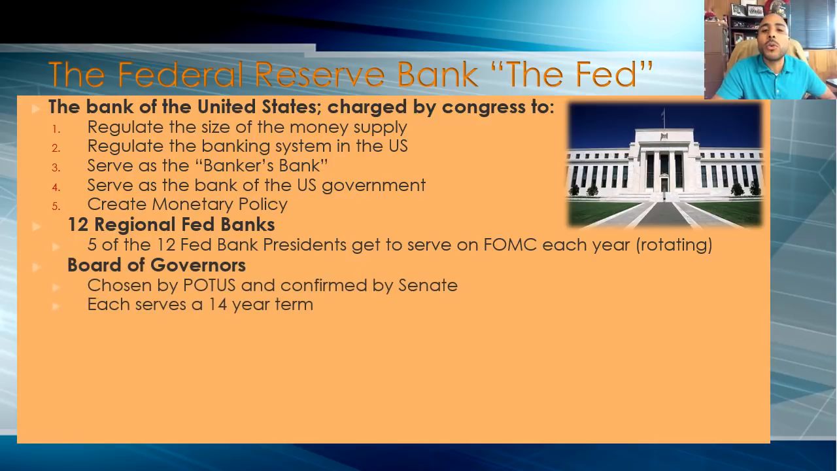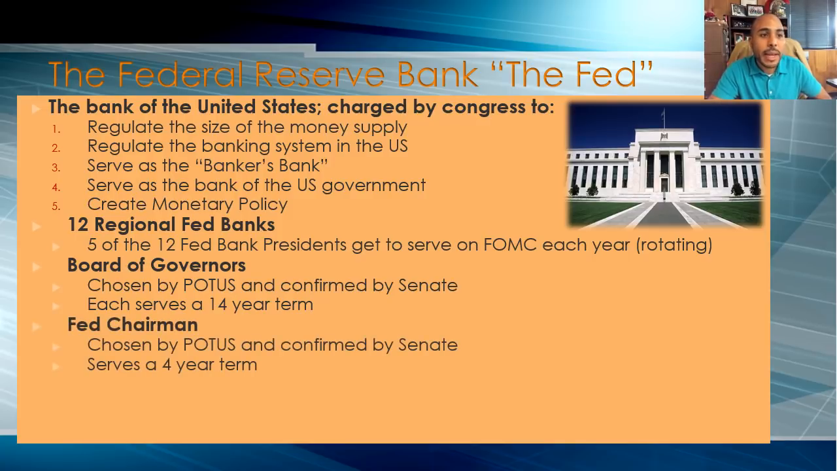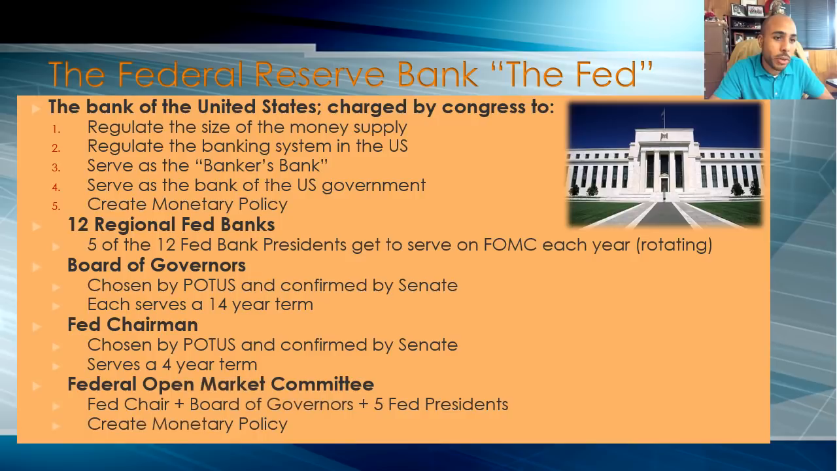Now, there's also a group called the Board of Governors. There's 7 of them, and they're chosen by the president and confirmed by the Senate. Each of them serves a 14-year term, and their terms expire at different times. The reason why is so that no one president or Congress will have too much control over who's on the Board of Governors. Now, the head honcho of this whole operation is called the Fed Chairman. The Fed Chairman is chosen by the POTUS and also confirmed by the Senate, and they serve a 4-year term.